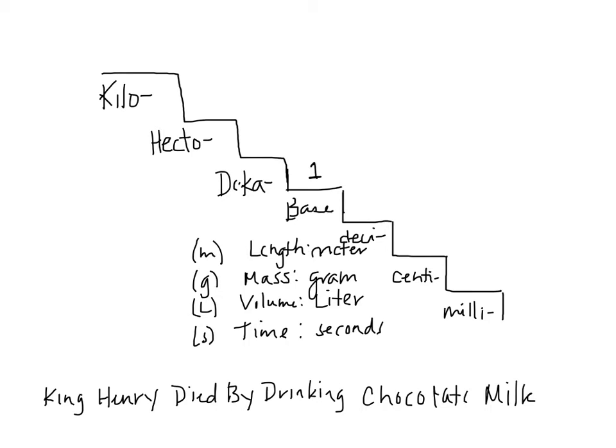So, the nice thing about the metric system, and what makes it really easy to convert between these different units, is because every step is either 10 times bigger or 10 times smaller. Okay, so going up the stairs, the unit gets 10 times bigger, right? So a deca is 10 meters, like a decameter is 10 meters, or a hectometer would be 100 meters, or a kilometer would be 1,000 meters. Okay?